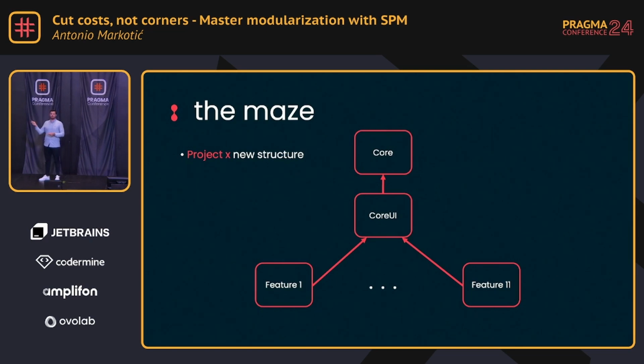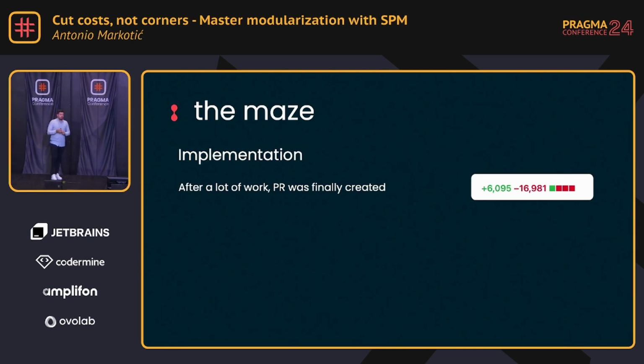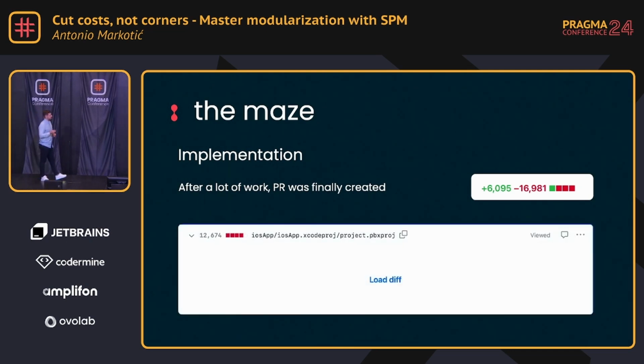We've had our core module, Core UI module, and then 11 feature modules. And finally, a pull request was created with 23,000 lines of changes. I strongly advise you not to do this unless you notify your colleagues up front. They will for sure kick you out of your team. But if they all know about what you'll do, you can create that pull request.